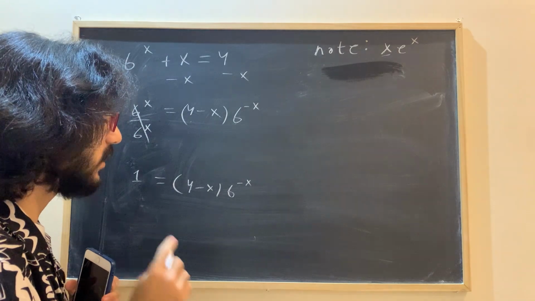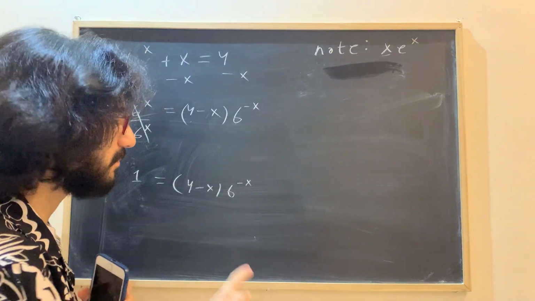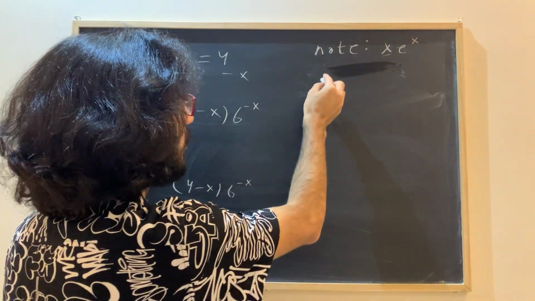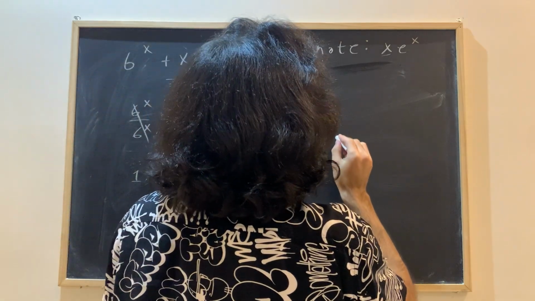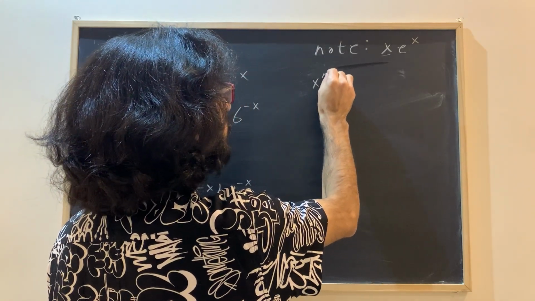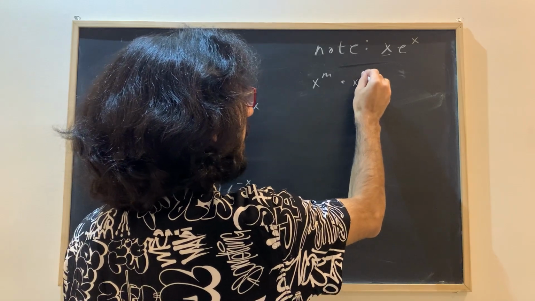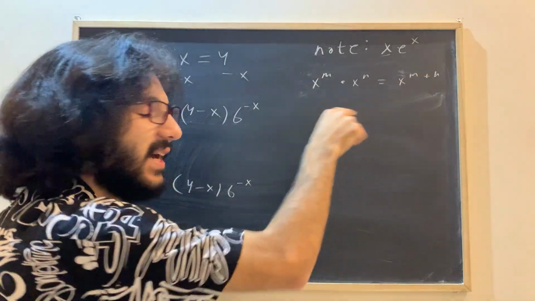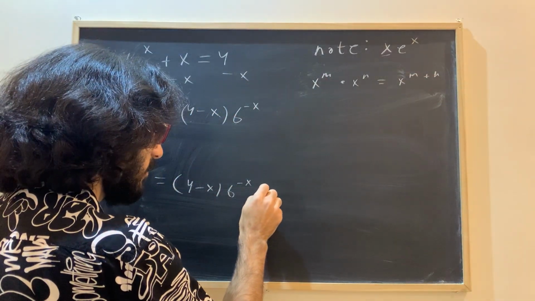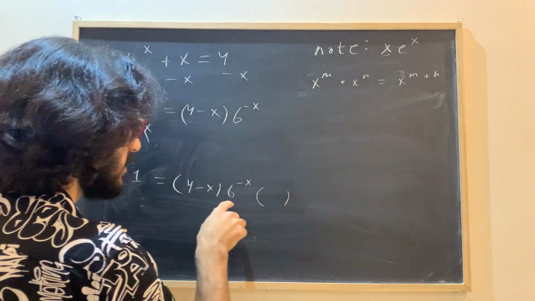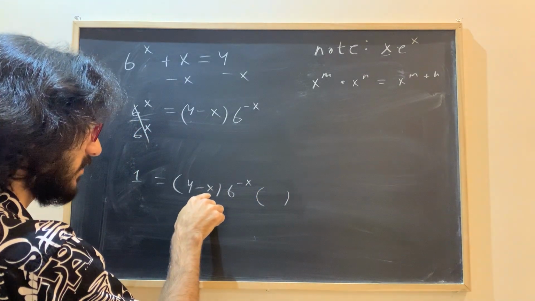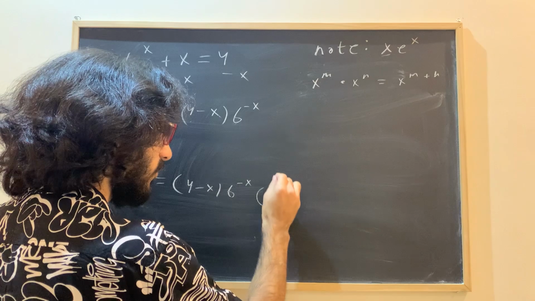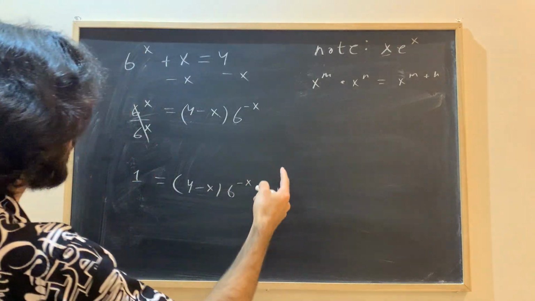We could use exponents again. One of the properties of exponents is x to the m times x to the n gives us x to the m plus n, and that's what we're going to use here. So we're going to multiply on both sides. Here we have negative x, so we need the 4. We're going to multiply by 6 to the positive 4, and do the same thing here.